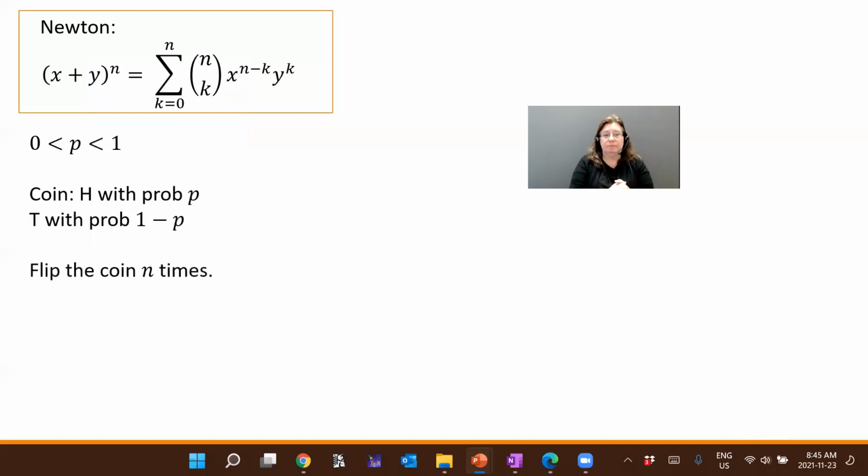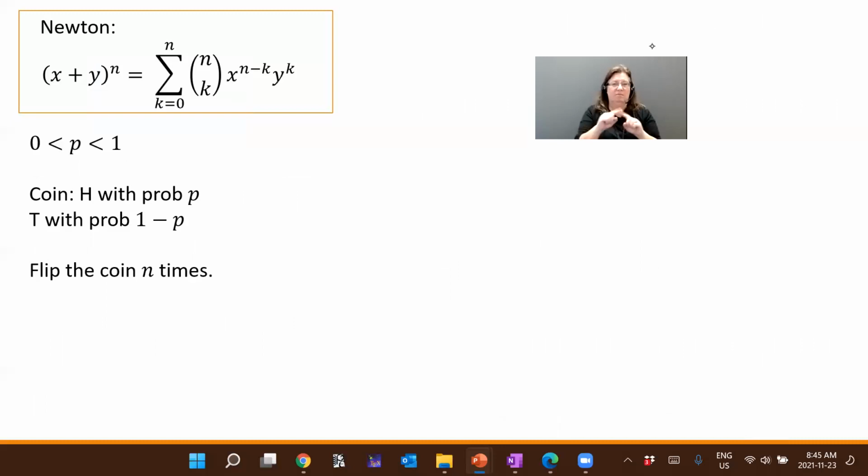Okay. So now we're going to do a slightly different experiment. We're going to flip our coin that comes up heads with probability P and tails with probability 1 minus P. We're going to flip it n times.